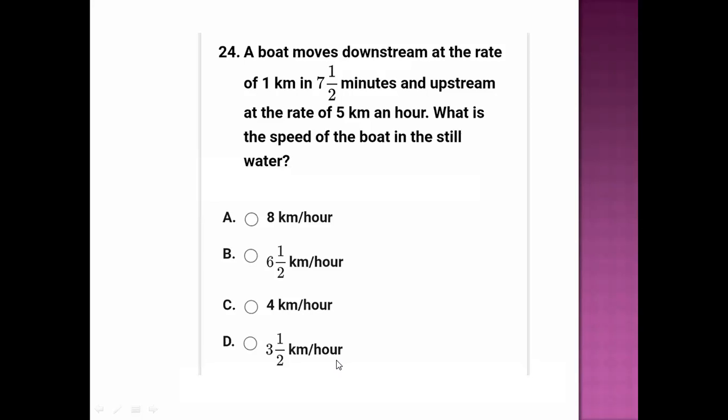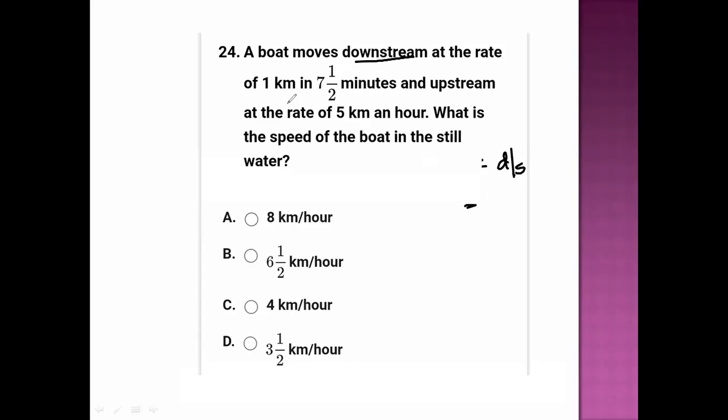See, a boat moves downstream at the rate of 1 kilometer in 7 by 2 minutes. So it is moving downstream. When a boat moves downstream, we know the relative speed of the boat will be simply u plus v. So u plus v is the speed of the boat in the downstream. I have written it here.